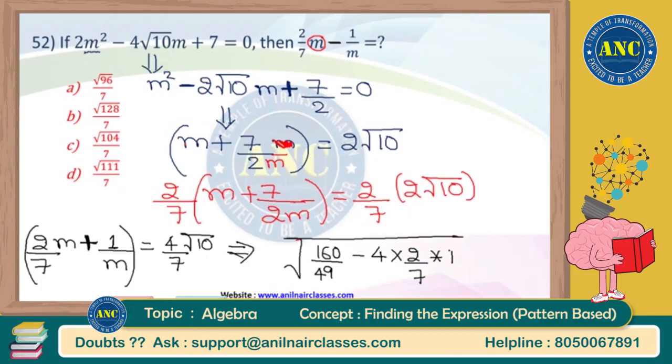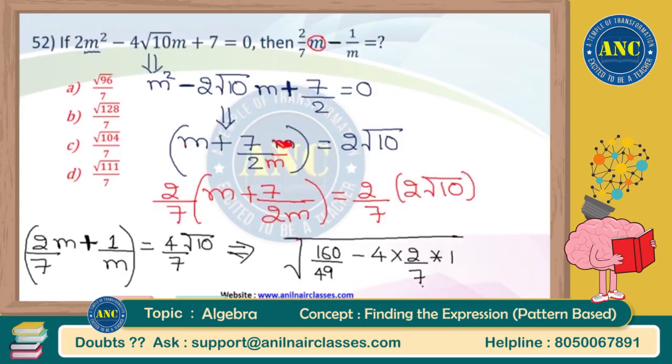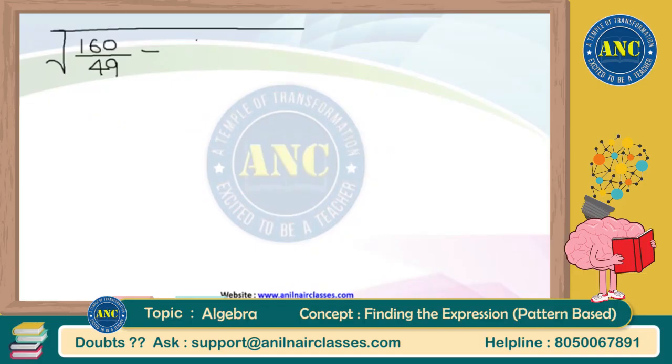So let me write it in the next screen. Let me write the same answer once again. 160 divided by 49 under the square root, minus 4 into 2 by 7, which is nothing but 8 by 7. But the LCM of 49 and 7 is 49, so let me make the common denominator in both cases. This is 49, this also should become 49, so multiply by 7. The common denominator is 49 right now.